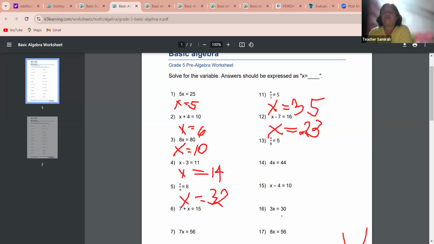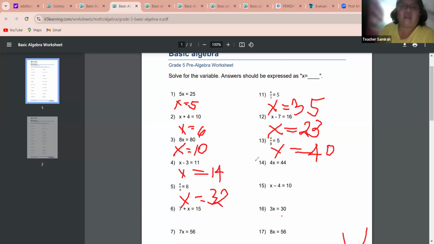Okay. Number 13. X over 8 is equal to 5. Again, we're going to do the cross multiplication. X is equal to 5 times 8, and that would give us what? It would give us x is equal to 40. Very good.